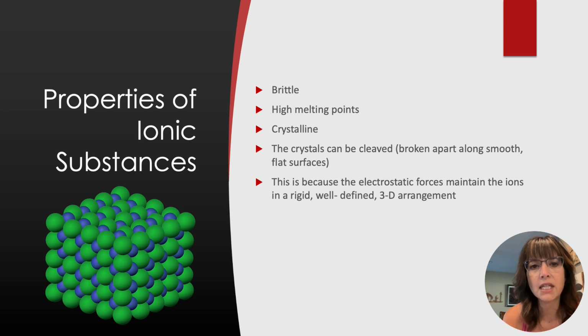As I mentioned, the different bond types come with different properties. For ionic substances, we're looking at brittle compounds with high melting points. The reason why they have high melting points is because of their crystalline structure. All the atoms are in a very, very specific patterned arrangement, and we'll get more into that next semester. If you take a look at that picture there, you can see that arrangement. So the crystals can be cleaved, they can be broken apart, but there's so much electrostatic attraction and forces between the atoms that it's very difficult to break them up. Thus, high melting points for ionic substances.